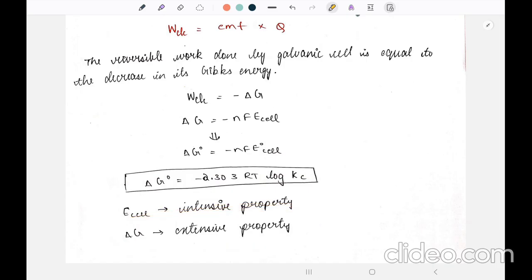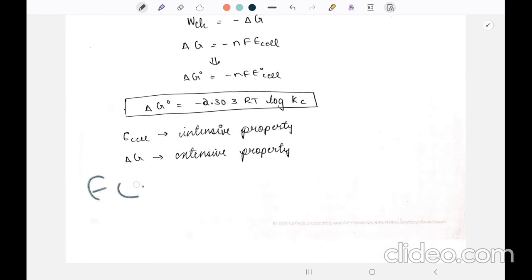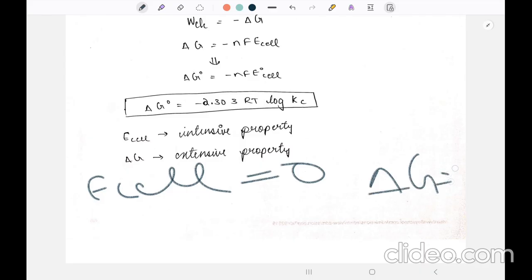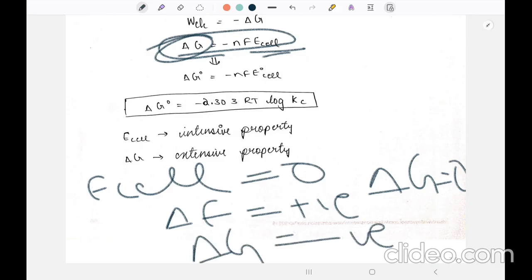Now, at the stage of chemical equilibrium of a cell, the E cell is equal to 0. Subsequently, delta G will also be 0, because of the formula. If E cell is 0, then delta G will also be 0. A reaction is only possible if E cell is positive and delta G is negative. So this is the chemical equilibrium.